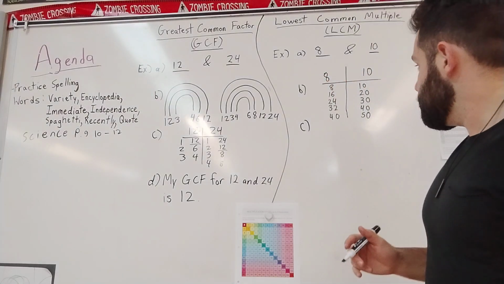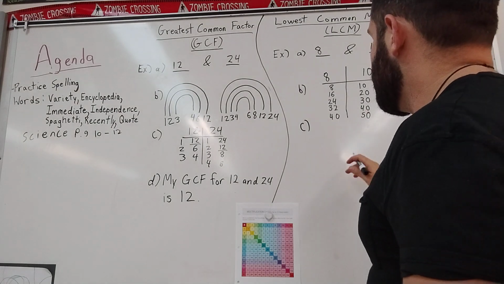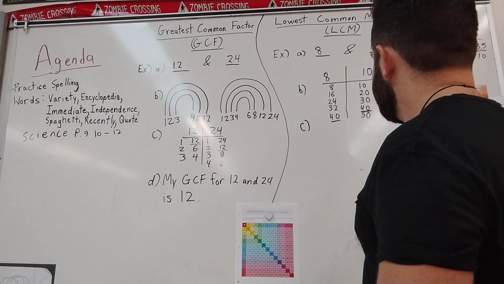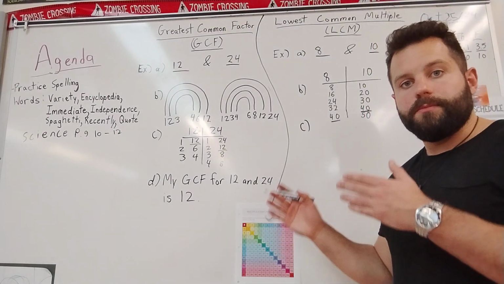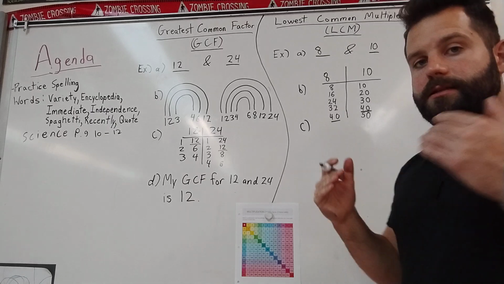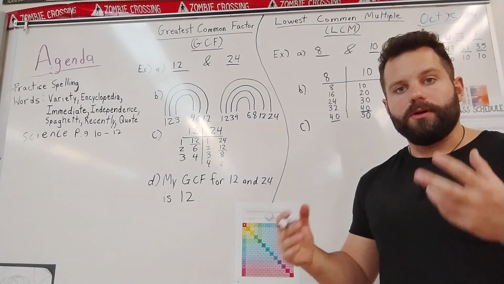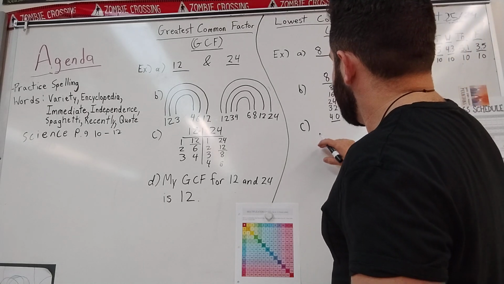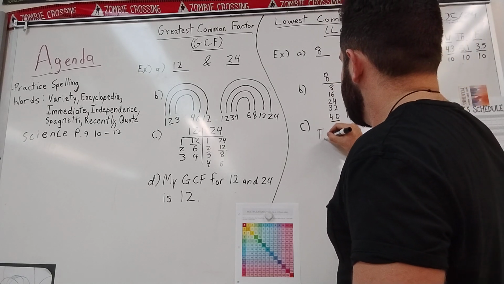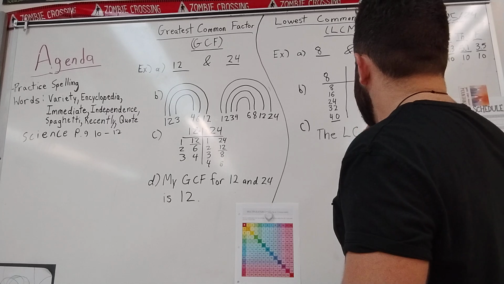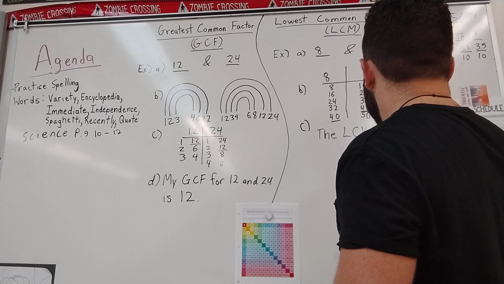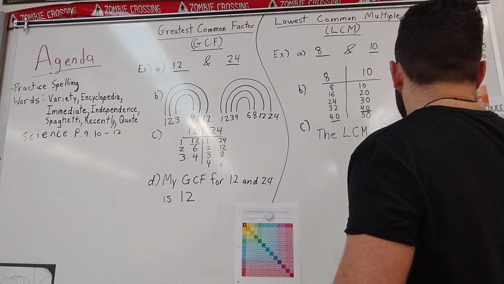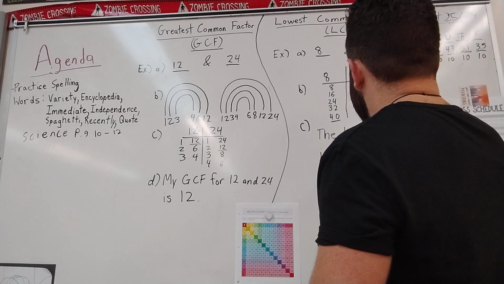Now we can see pretty clearly that there is a lowest common multiple. The lowest common multiple for 8 and 10 is 40, because it shows up in both, and it is the lowest common multiple that shows up in both 8 and 10. Now I can write my answer. The LCM of 8 and 10 is 40.